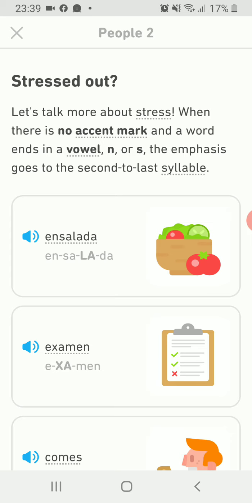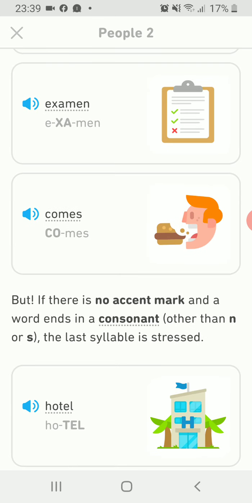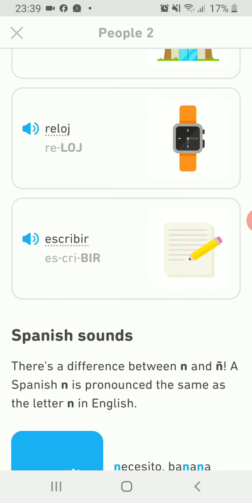Tips: people too stressed out. Let's talk more about stress. When there is no accent mark and a word ends in a vowel or N or S, the emphasis goes to the second to last syllable, like ensalada, examen. But if there is no accent mark and a word ends in a consonant other than N or S, the last syllable is stressed, like hotel, reloj, escribir.